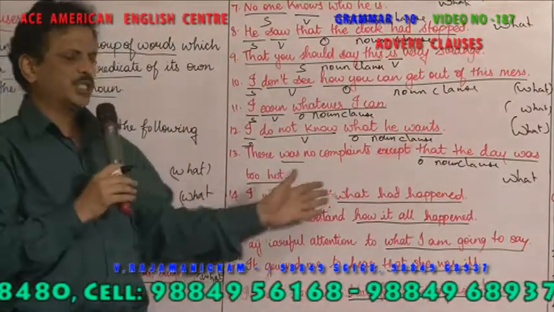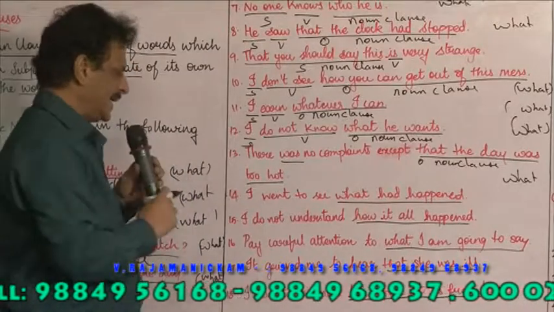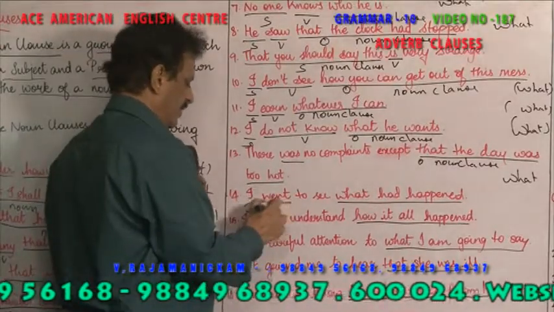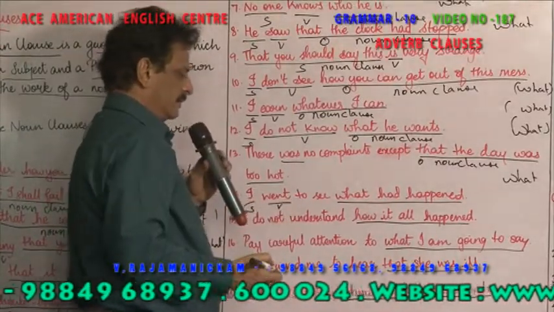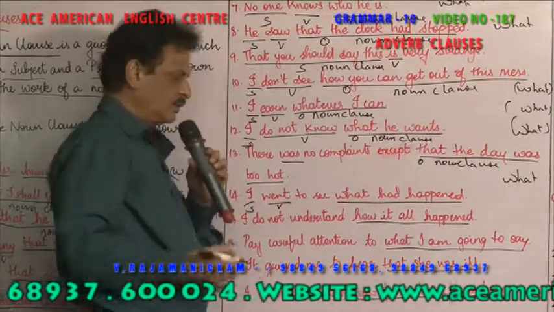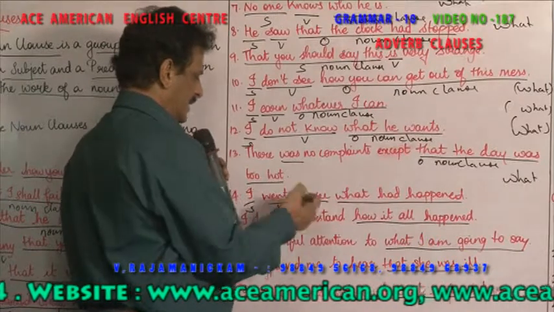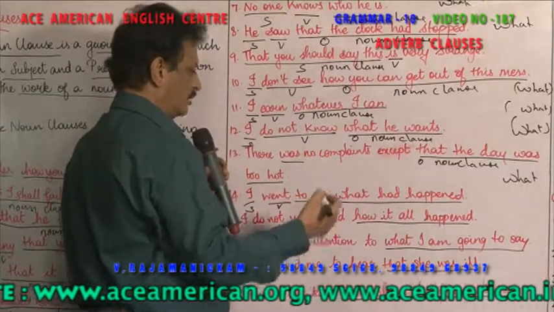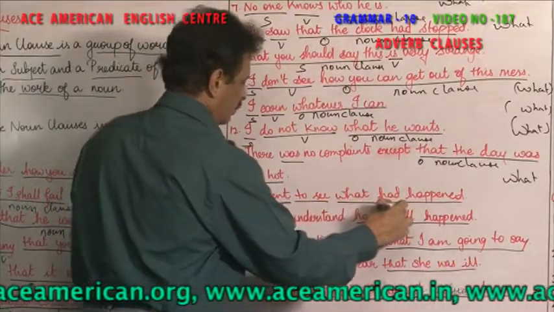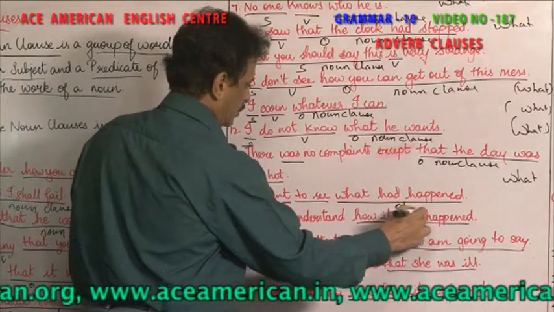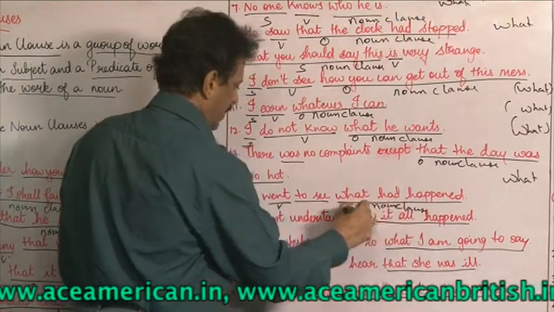I went to see what had happened. I is the subject, went is the verb. I went to see. Went to see what? What had happened. You ask a question: for what? What had happened. So it becomes a clause, a noun clause, and it is the object.